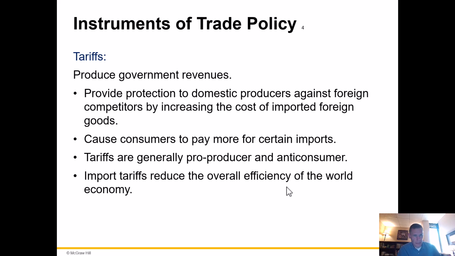So tariffs produce government revenues. They provide protection to domestic producers against foreign competitors by increasing the cost of imported foreign goods. They cause consumers to pay more for certain inputs. Tariffs are generally pro-producer and anti-consumer. Import tariffs reduce the overall efficiency of the world economy.